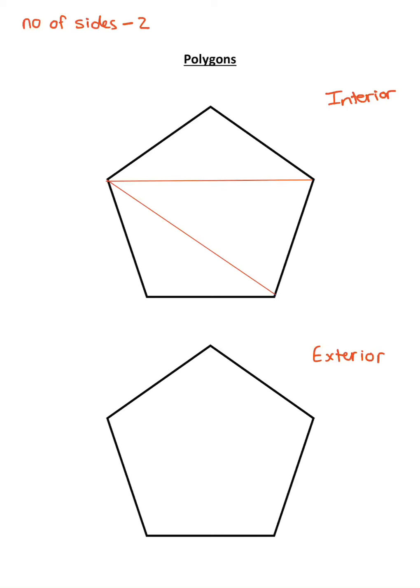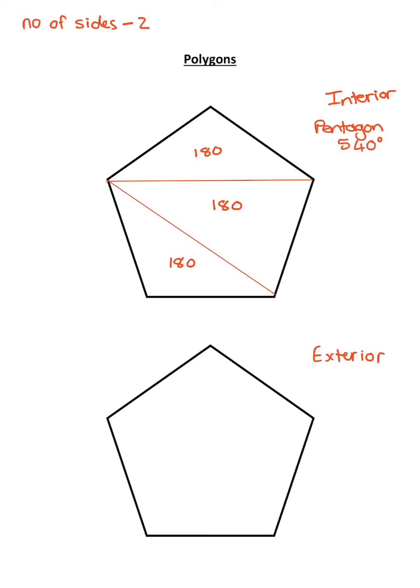So why do we split it up into triangles? Because we already know that each triangle has 180 degrees inside. So this tells me that a pentagon has 540 degrees on the inside. And I've got that by doing 180 times 3. But remember, there are 5 angles in a pentagon. So 1, 2, 3, 4, 5.